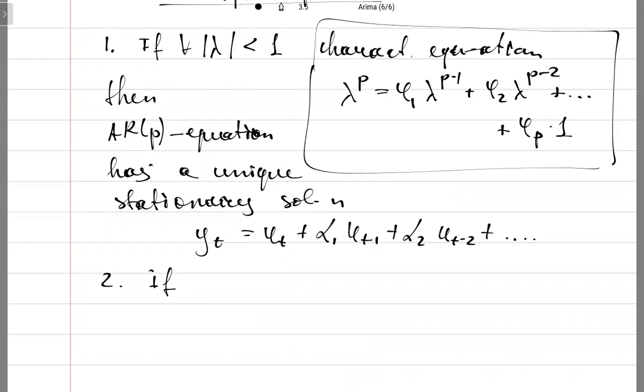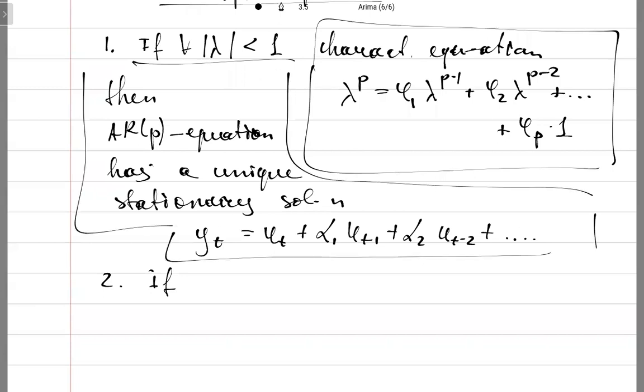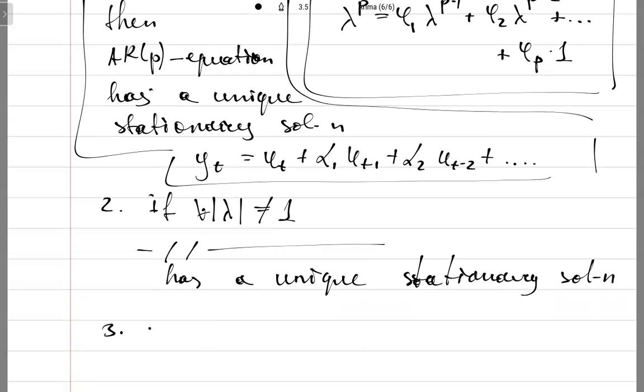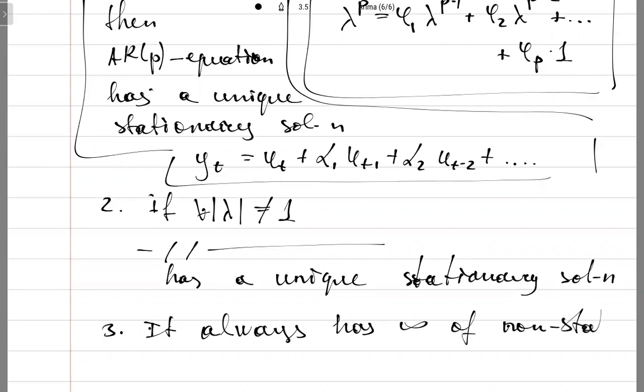So I will just write all the statements correctly. This is the statement you would like to say. You need to specify that if all lambdas are not equal to 1, then the AR(p) equation has a unique stationary solution. And the third point, it always has an infinite number of non-stationary solutions.